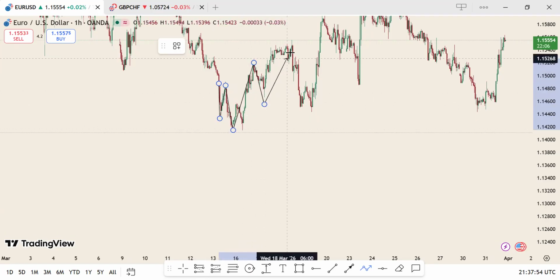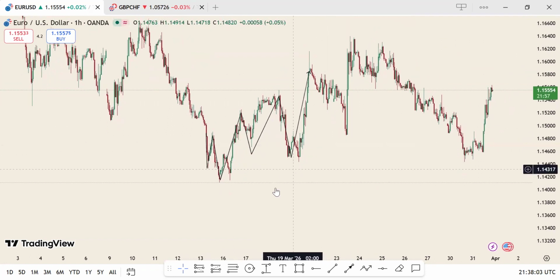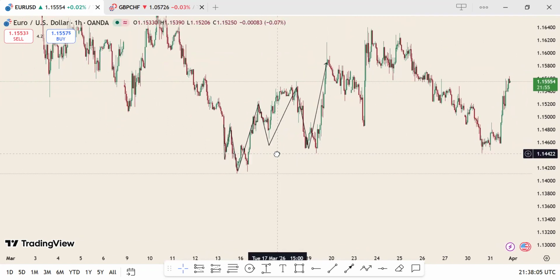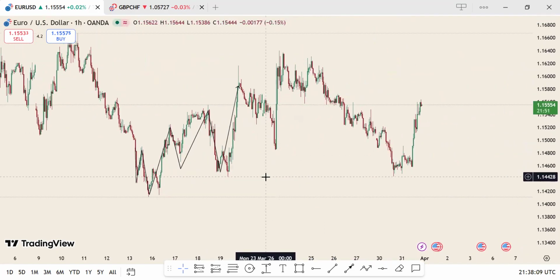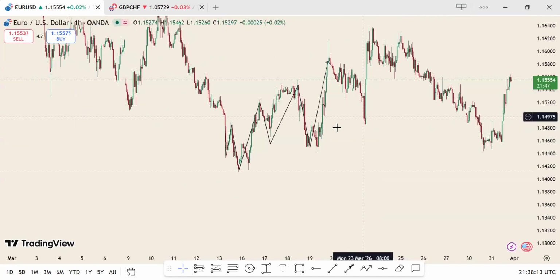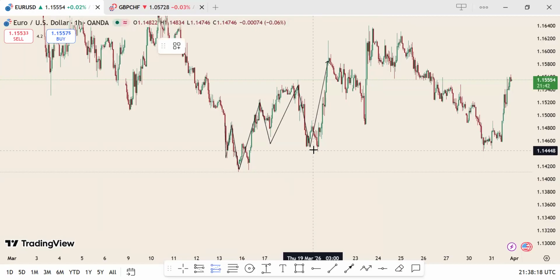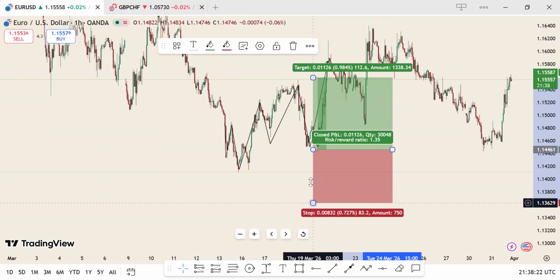Break of structure, liquidity, and entry. So yeah, I posted this trade on our Telegram. Okay, so yeah, this is it. Nothing ambiguous about this one.